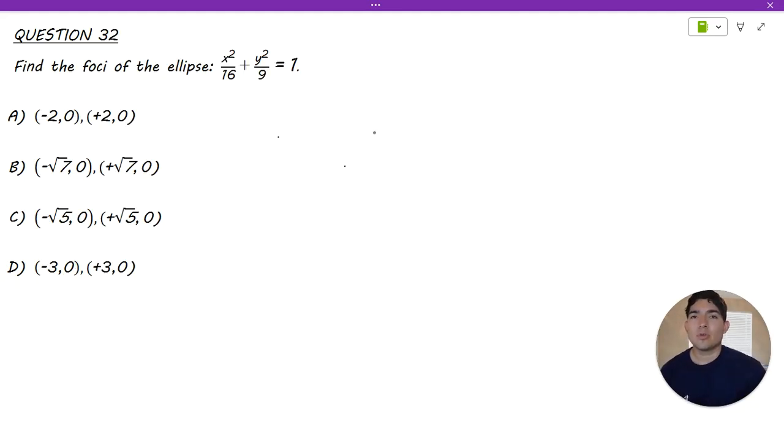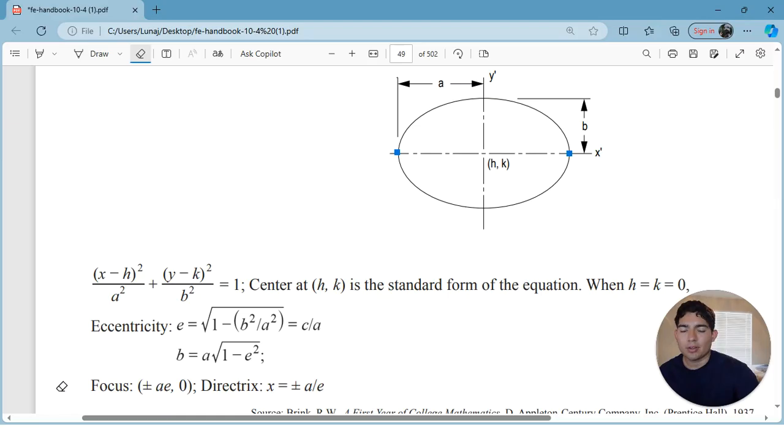So now moving on to number 32, we have a different type of problem. We need to find the foci of the ellipse that we are given. So let me show you what that means real quick on the FE reference manual. If you take a look right here, the focus, or foci in plural, is going to be located at plus minus a times e, 0, for an ellipse that looks like this and is centered at 0, 0.